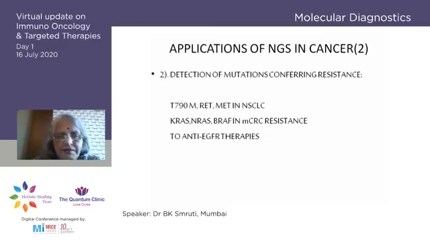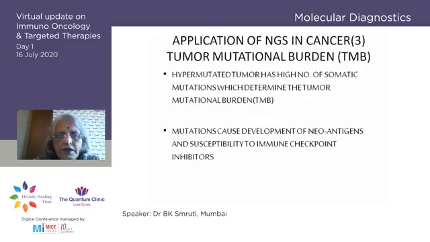So these are some of the important applications of the NGS as far as detection of mutations conferring resistance to therapy. Next slide. You come to the third important one, and that is tumor mutational burden. Now, I will not dwell much on this because it is still in the realm of investigation rather than clinical application. What it actually detects is hypermutated tumor, which has a high number of somatic mutations, which determine the tumor mutational burden. Mutations cause development of new antigens and susceptibility to immune checkpoint inhibitors. Next slide.